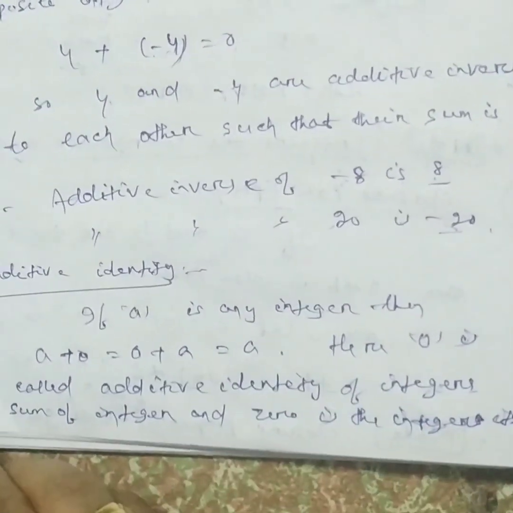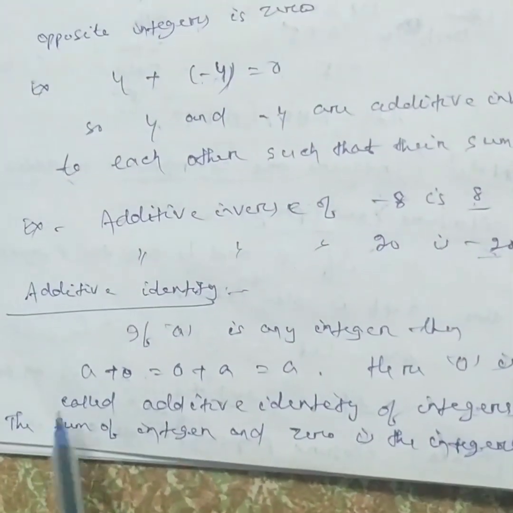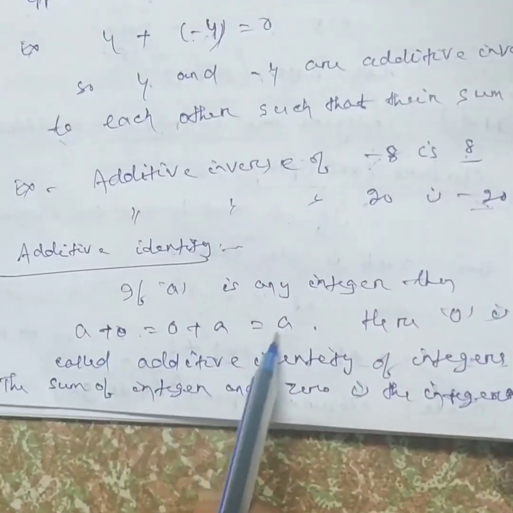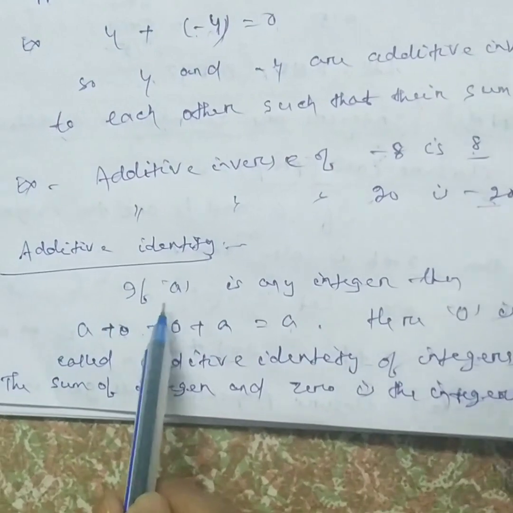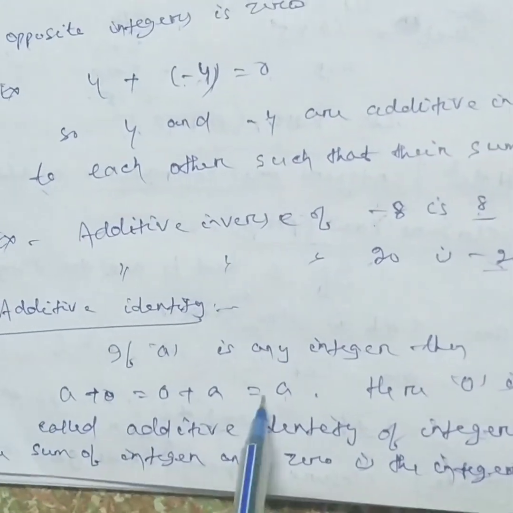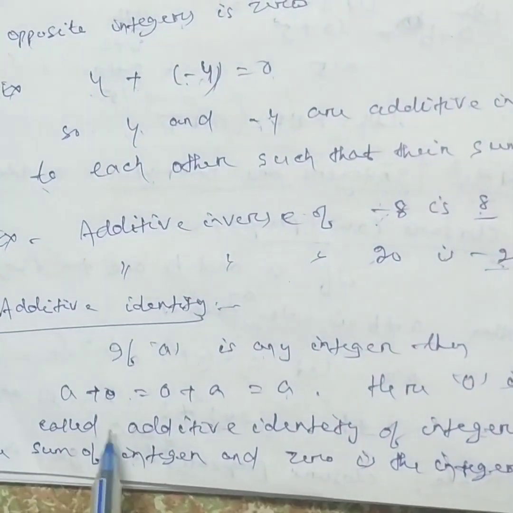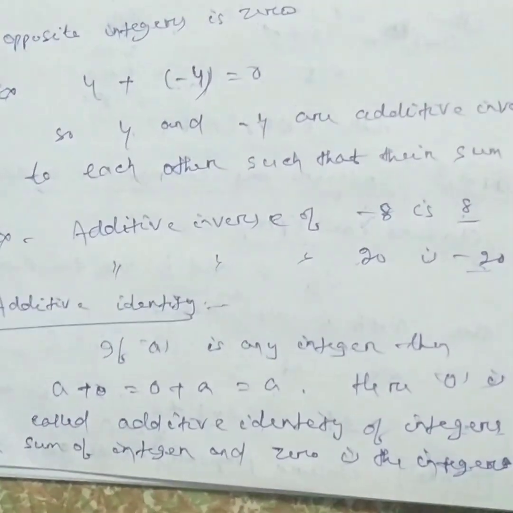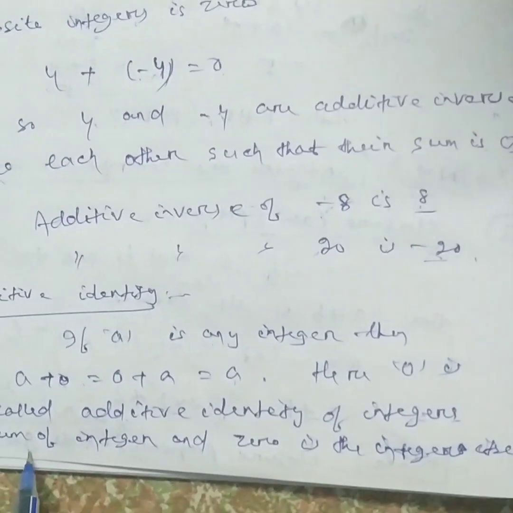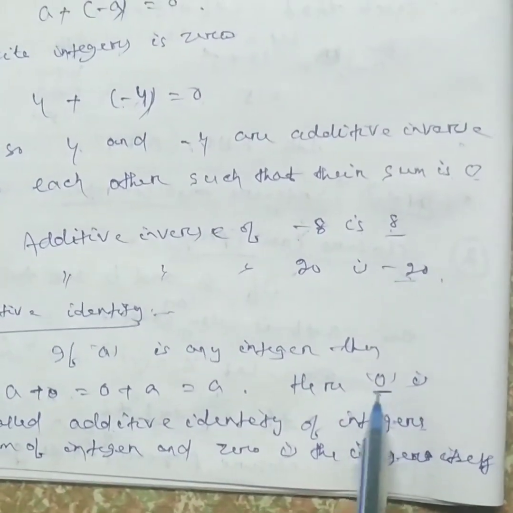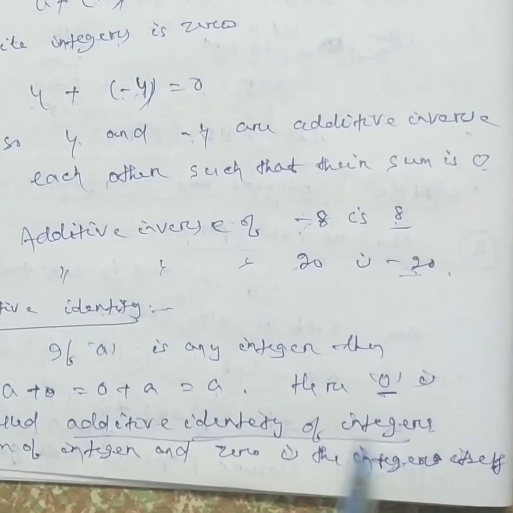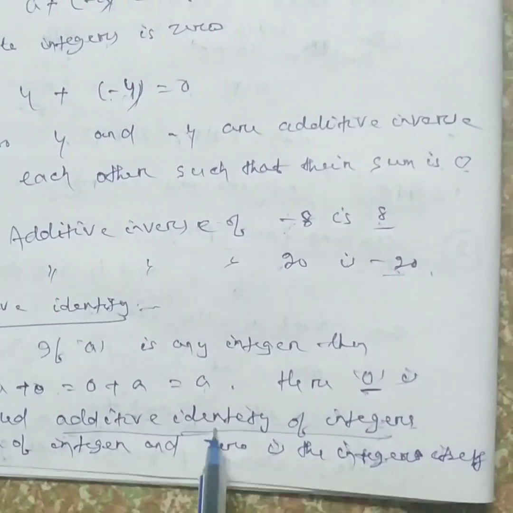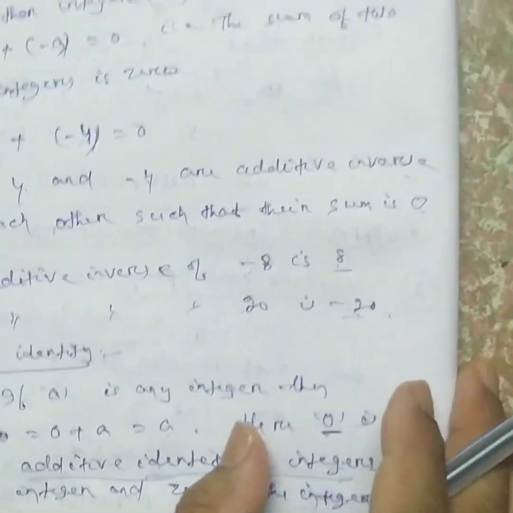Okay. The next property is additive identity. If A is any integer, then A plus 0 is equal to 0 plus A is equal to A. That means if we add any integer with 0, the result will be that integer. So 0 is called the additive identity of integers. The sum of an integer and 0 is the integer itself. Which is the additive identity? 0 is the additive identity. It will come in the exam. Which is the additive identity of integers? 0 is the additive identity of integers. A short question will come in the exam.